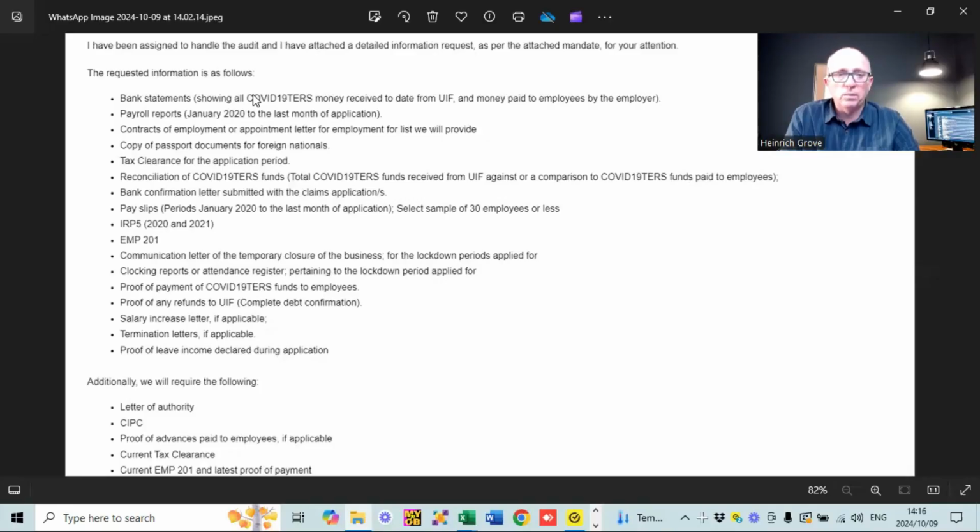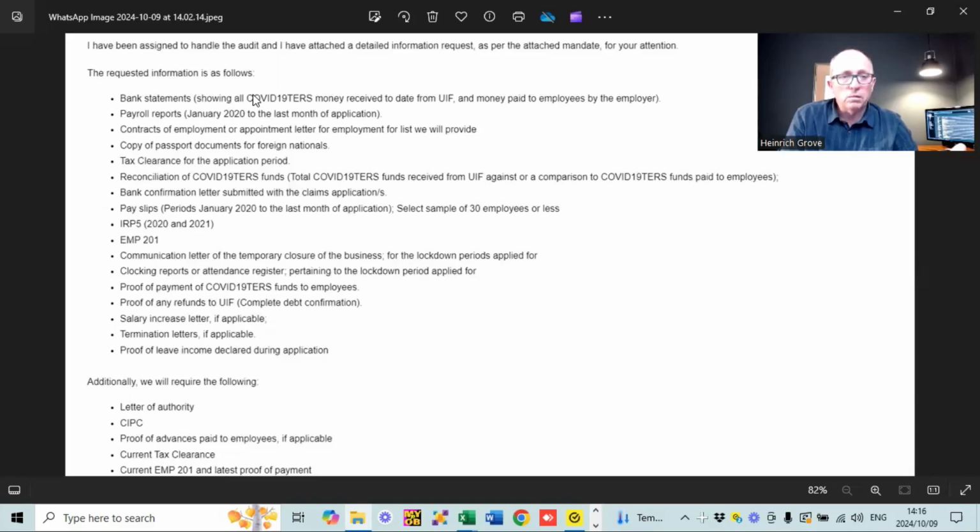So we have to show them the bank statements, the money that you received, and then the money paid out to the employees. Payroll reports, we'll talk about that. Contracts of employment or appointment letters, we'll talk about that. Copies of passport documents of foreign nationals, if you did have any of those working for you. Tax clearance for that applicable application period, that is something that I'm going to talk about. The reconciliation of the funds received versus the funds paid out, and the bank confirmation letter submitted with the claims.